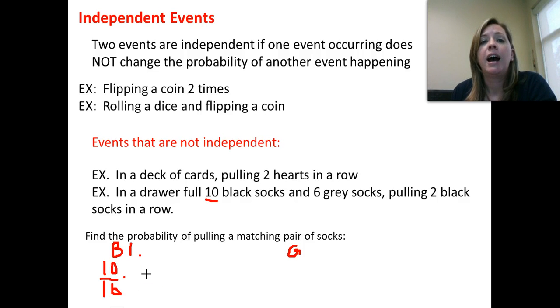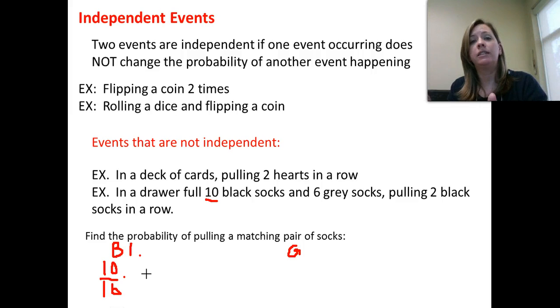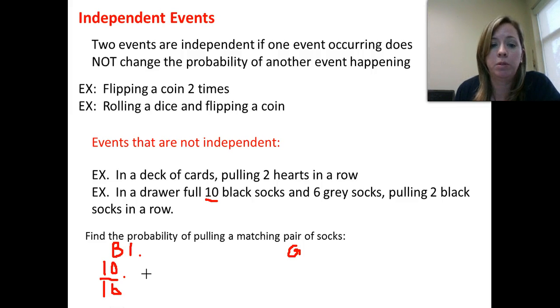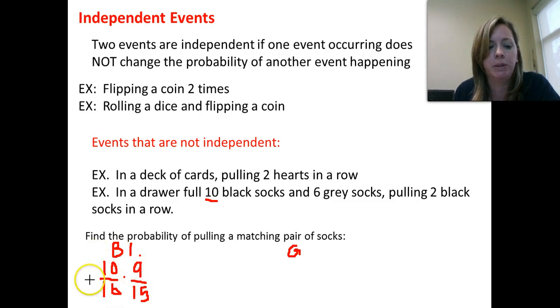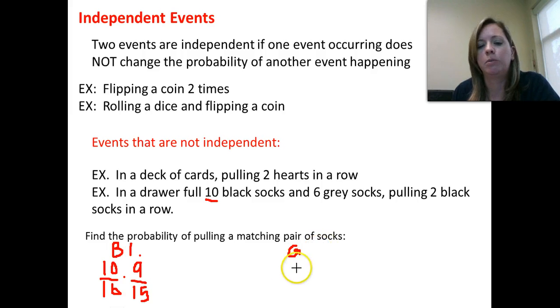But then I also have to pull another black sock. So I have to pull the first one black and the second one black. So that tells me I'm going to multiply. Now there's only 9 socks left in the drawer. And there's only 9 black socks left in the drawer. And there's only 15 total socks altogether left. So the probability of pulling a black sock would be 10 out of 16 times 9 out of 15, and you'd multiply that and you'd get some big numbers. I don't know what they are.